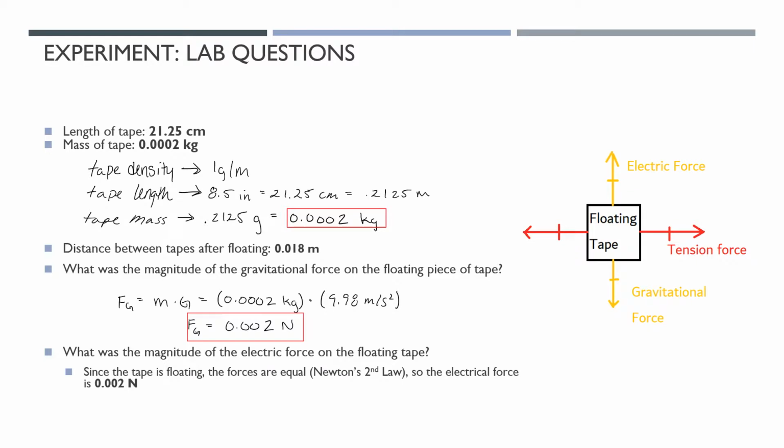The experimental data we gathered was the length of the tape, the mass of the tape, and the distance between the two tapes while tape B was floating. From this, we were able to calculate the force of gravity on tape B.